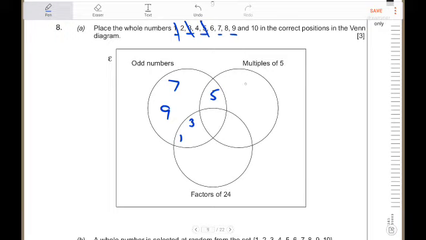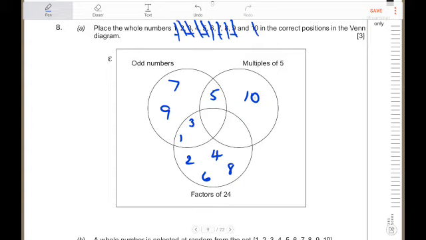Multiples of 5, there's only one multiple of 5, cross that out, sorry, and that's now left. So all I've got left is 2, 4, 6 and 8. So 2, is that a factor of 24? Yes, it divides into 24. 4, does that go into 24? Yes, 6 times. Cross it off. 6 goes into 24, yeah, 4 times. Cross it off. And 8 goes into 24 3 times.